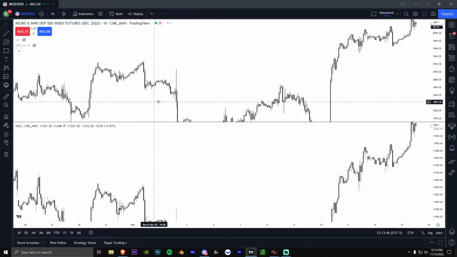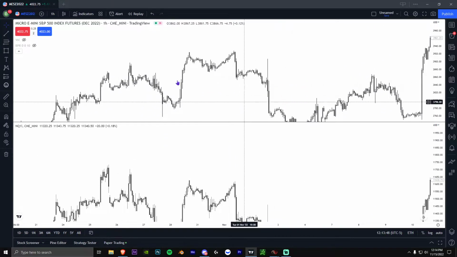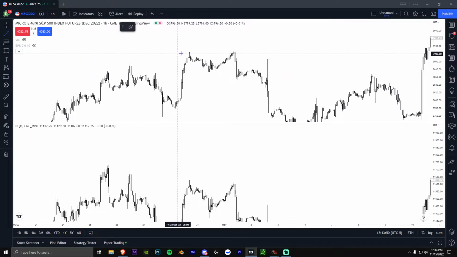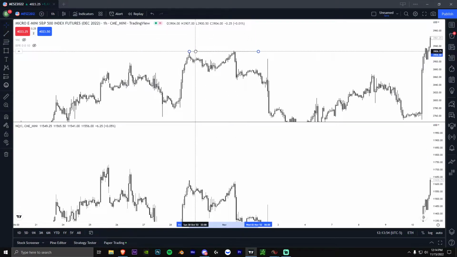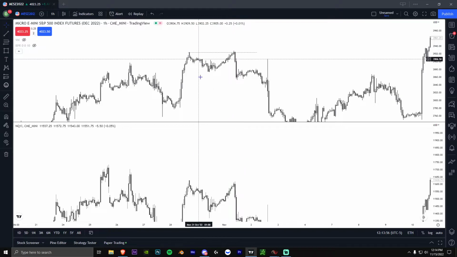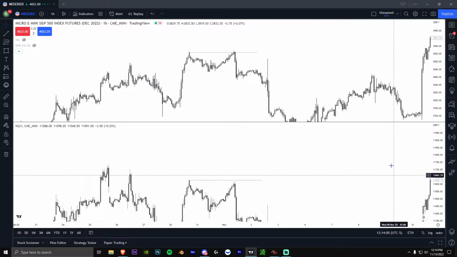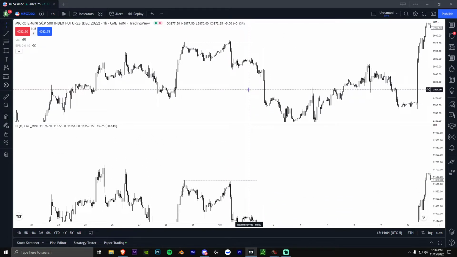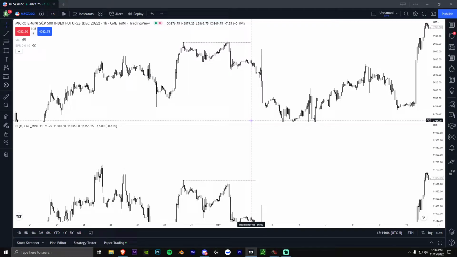Okay, so right here we get a giant divergence. So look at this, ready? Here's the high on ES. You can see we take out this high, and then here's the high on NQ. On NQ we do not take out this high. So in this situation, you wouldn't look for a long off the divergence, you'd look for a short.